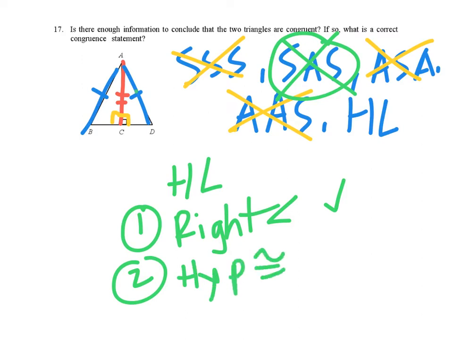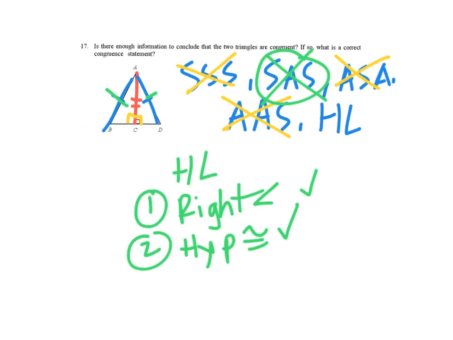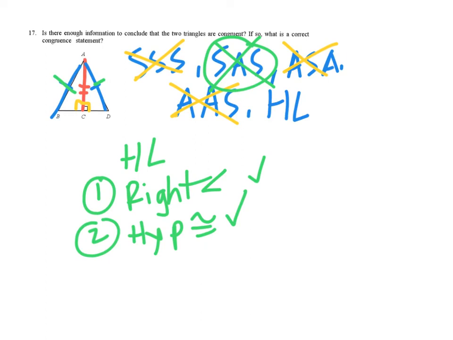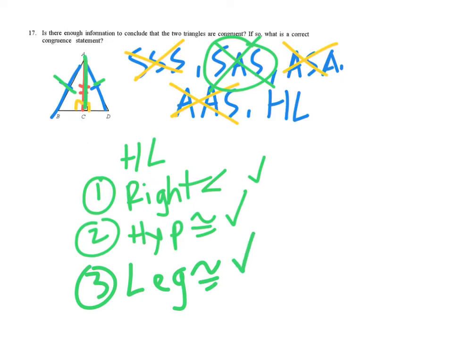which is the longest side. In our case, it's AD and AB, so that one's good. And the last thing we need, I'm going to zoom out so I can write it down, is a leg to be congruent, which is just any other side of your triangle. We have that middle side, so we're good to go there too. So these guys are going to be congruent by HL.